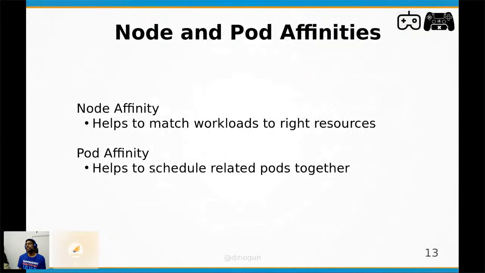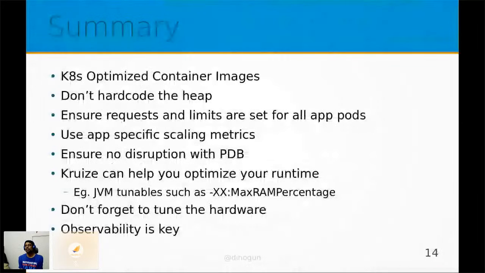And the other one is pod affinity, which helps you to schedule related pods together. So you know that there's a lot of dependency and network traffic between related pods of your application, or different microservices of your application itself. You can use pod affinity to make sure that all the related microservices of your application are scheduled onto the same node, so that again you get better performance as well.